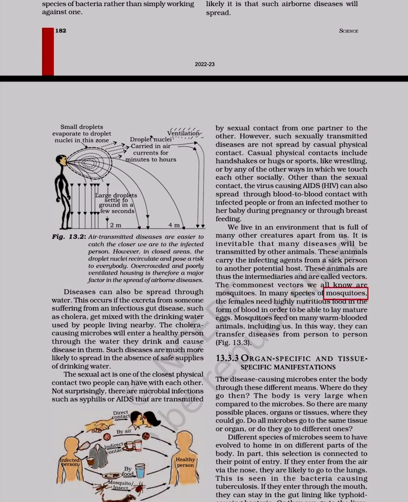In many species of mosquitoes, the females need highly nutritious food in the form of blood in order to be able to lay mature eggs. Mosquitoes feed on many warm-blooded animals, including us. In this way, they can transfer diseases from person to person.